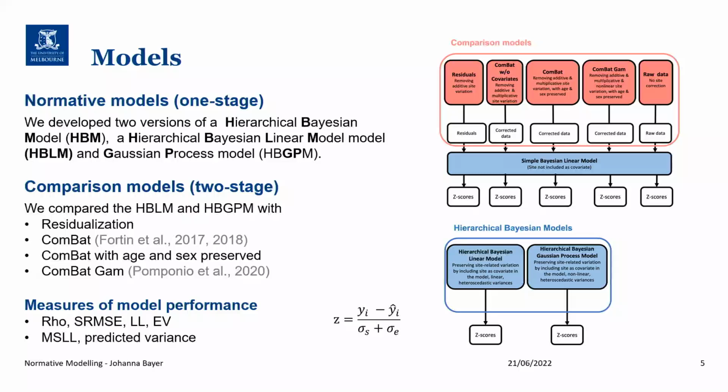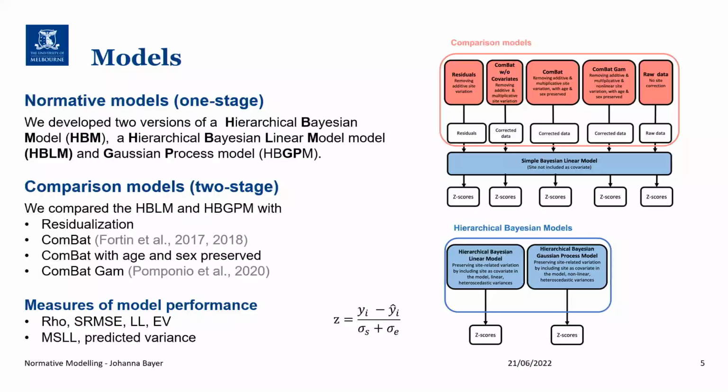So the problem, if I want to compare these two types of models, the normative models and the comparison models, is that from the normative models I get z-scores, and from the comparison models I get a corrected score on the raw scale, basically cortical thickness. So I have to do a second step with this type of data and pipe it through another normative model that just converts the data into z-scores. And then I have z-scores on both sides and can compare them.